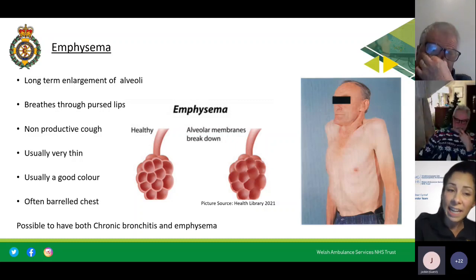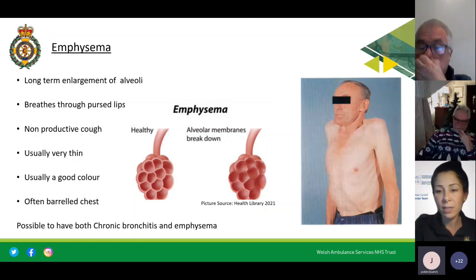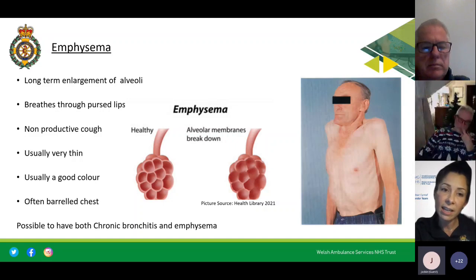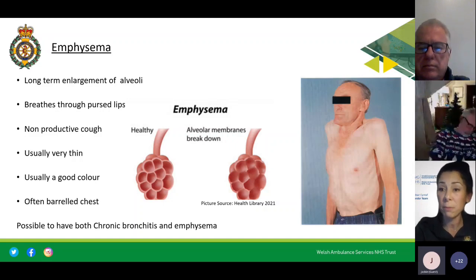Because they are getting oxygen in and they are getting rid of the carbon dioxide, although they're finding it difficult, they tend also to be quite a good colour, so nice and pink, hence the pink puffer, so those pursed lips and the good colour. So again, if you see any cyanosis in an emphysema patient, then we need to be very aware of that.